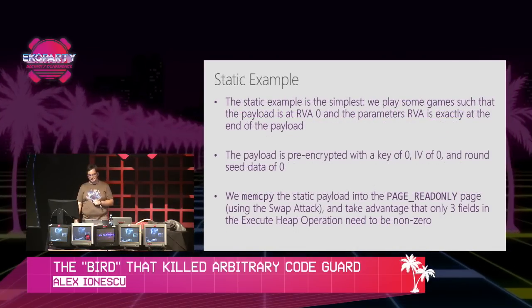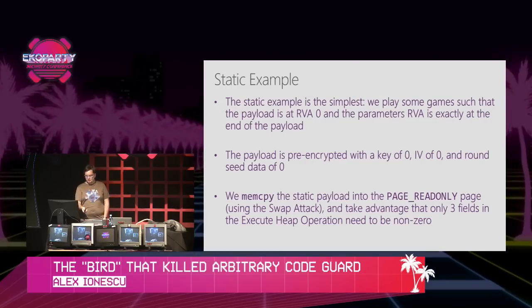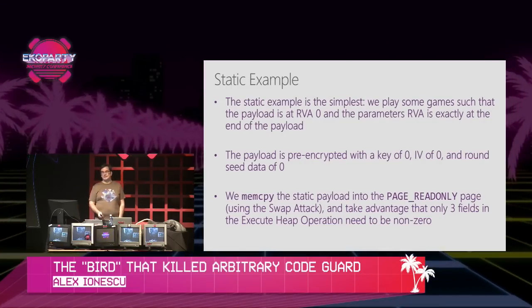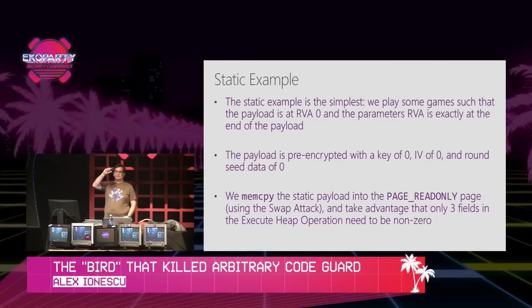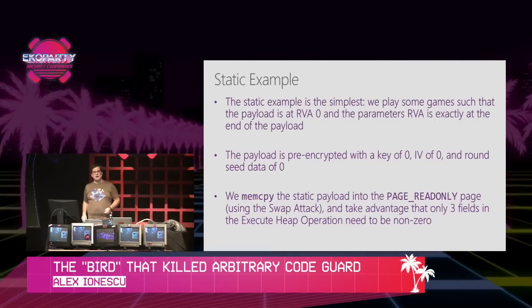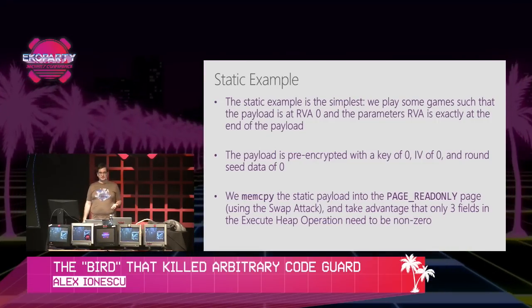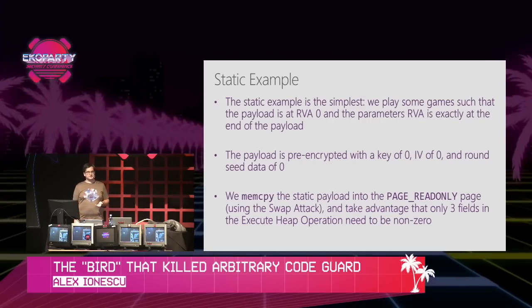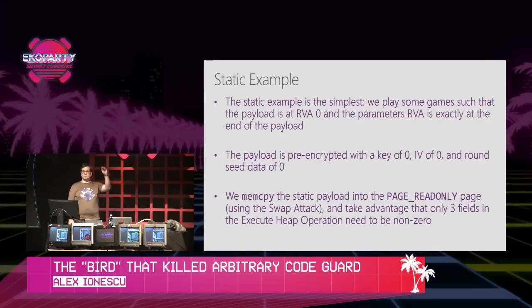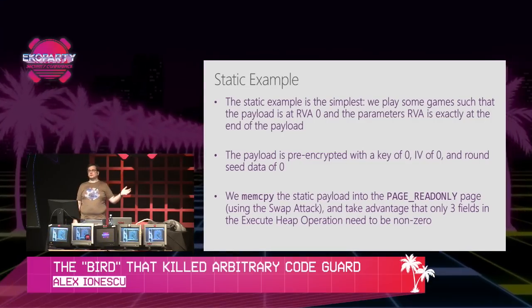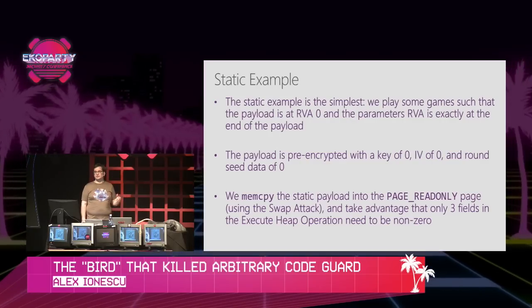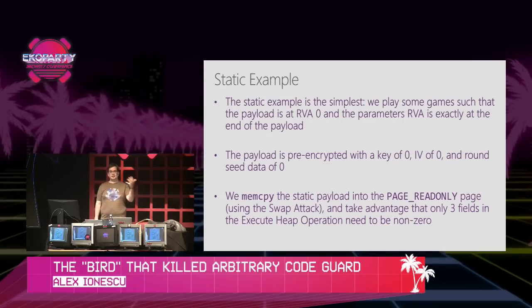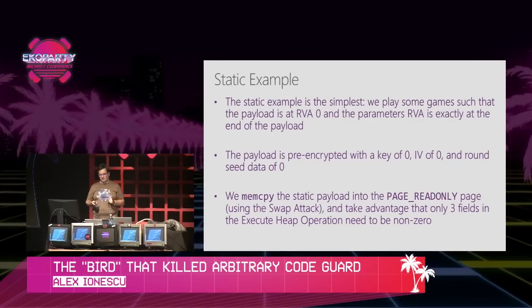Well, DRM, of course. So the example I'm going to show you is going to be very simple. I'm going to put the payload at offset 0, and I'm going to put the parameters right after the payload. Then I'm going to encrypt the payload with a key of 0, initialization vector of 0, and the seed data as all zeros. What this lets me do is have pretty much just zeros for almost all the parameters. And of course, when you call VirtualAlloc to allocate a page, it comes full of zeros. So this just makes the exploit very, very small.